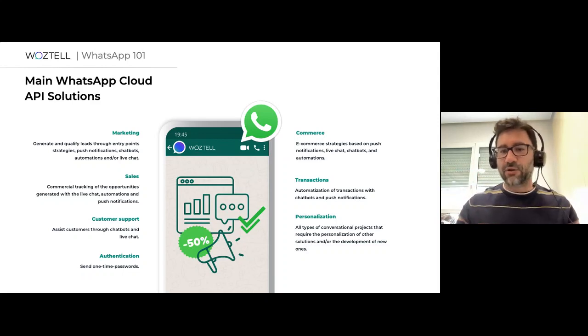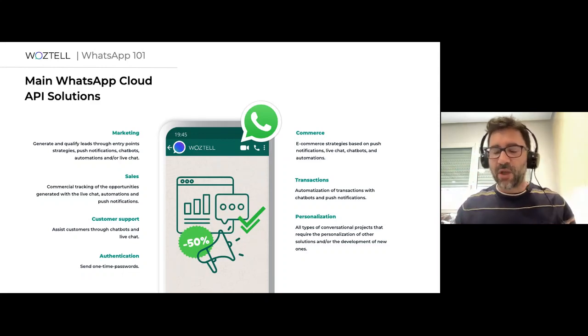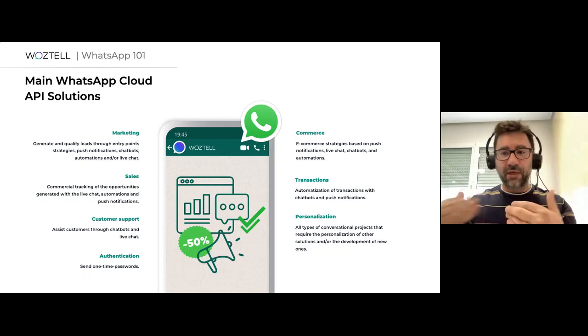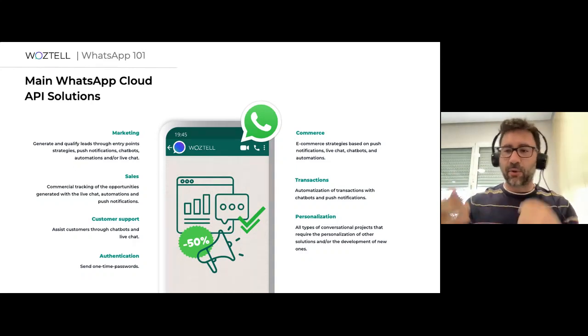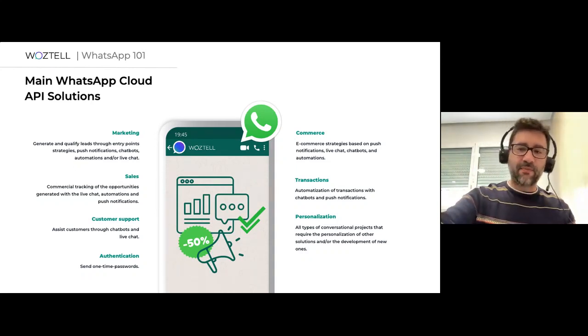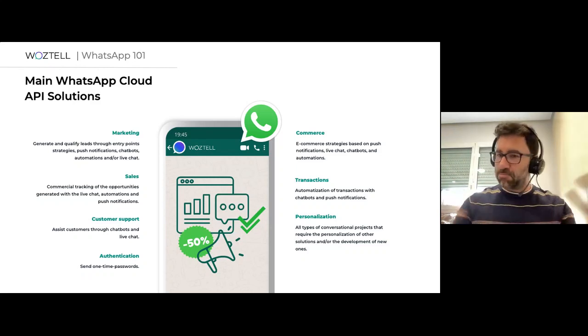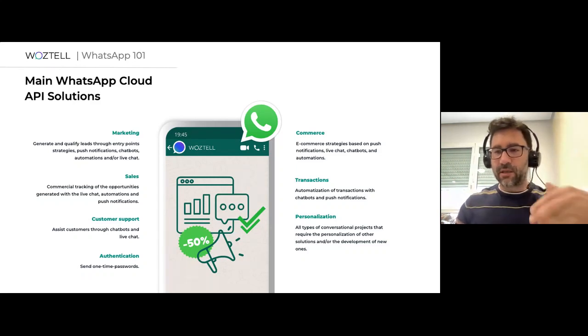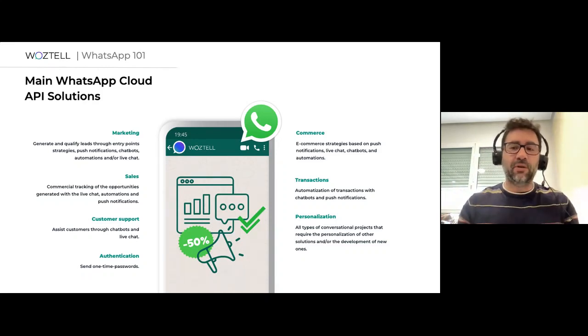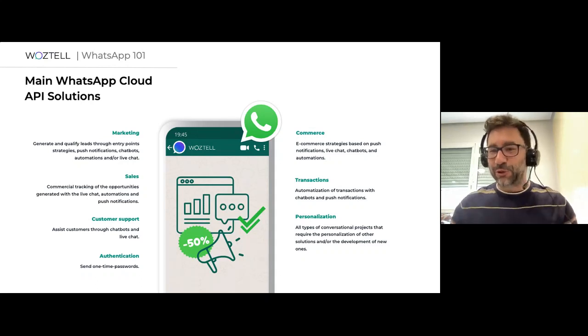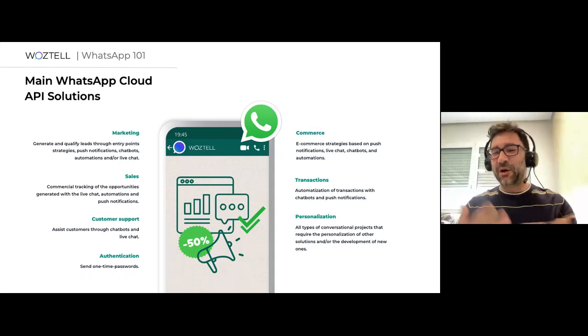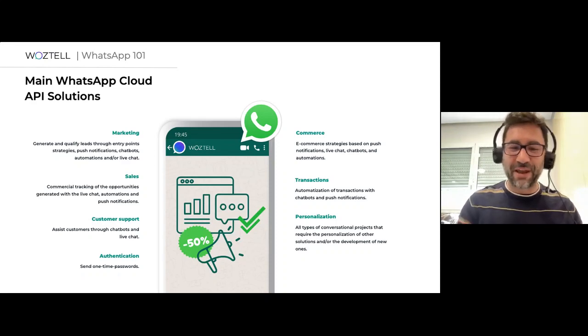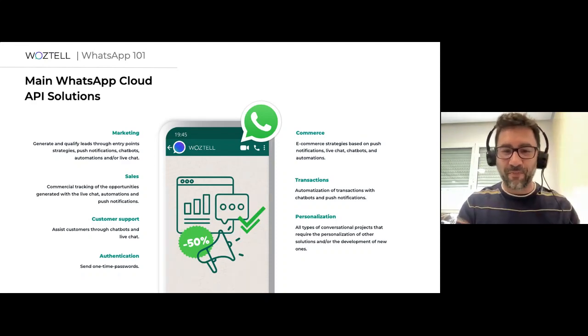Also, transactions. Here, when your customer does something, you can automate a chatbot or a message to send them information related to the action. They purchase something: invoice, tracking number, whatever. And then, interpersonalization. There are people that ask us, okay, I want a trivial chatbot. Okay, you can do that, but this is not a common way to use WhatsApp, though obviously you can.